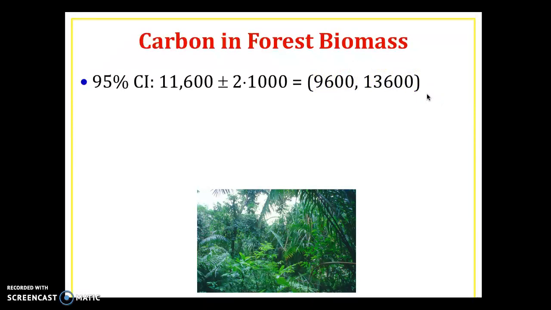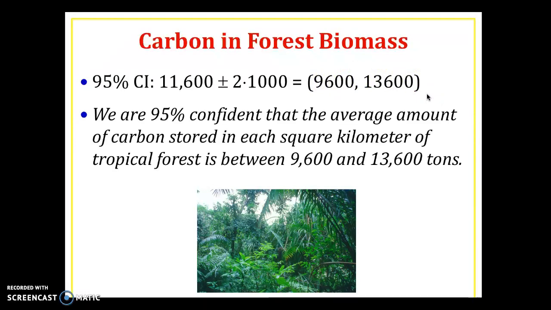Now, how would we interpret or summarize what this means? We'd say we are 95% confident, or sure. We could change confident for sure. But we're 95% confident that the average amount of carbon stored in each square kilometer of tropical forest is between 9,600 and 13,600 tons. I'm definitely going to ask you to interpret confidence intervals.